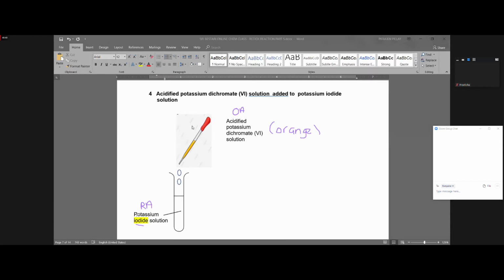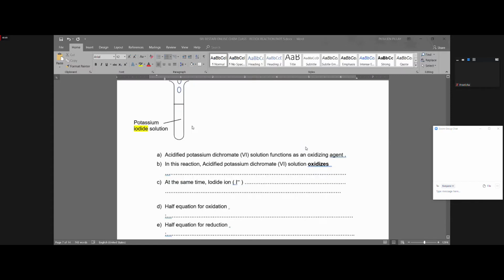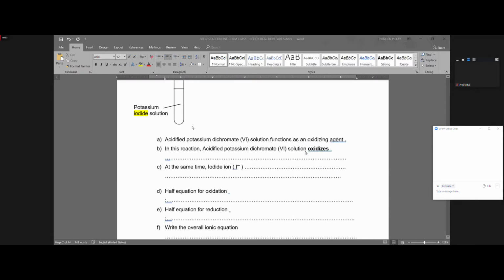Okay, so now I clear my drawing. Let's discuss this first. Acidified potassium dichromate(VI) solution. This is orange in color, you know this one. Functions as an oxidizing agent. You can highlight that one. It is an oxidizing agent. I gave you the first info to study.